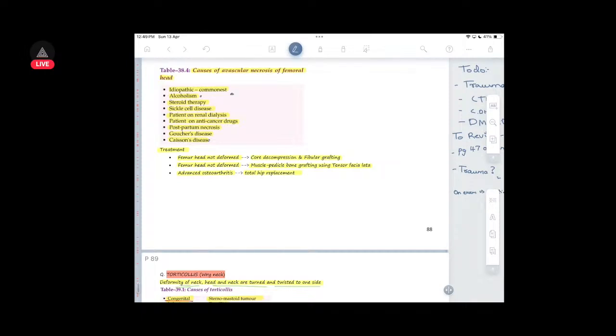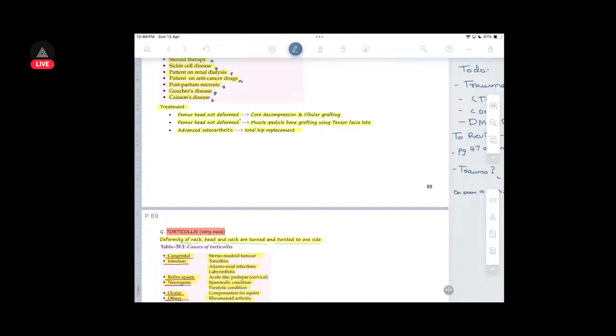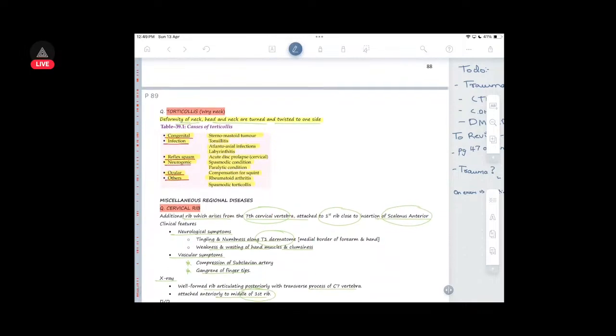Causes: idiopathic, alcoholism, steroid therapy, sickle cell disease, renal dialysis, anti-cancer drugs, postpartum necrosis, Gaucher's, and Caisson's. If the femoral head is not deformed, you can do core decompression and fibular grafting. Muscle pedicle grafting using tensor fascia lata can also be done. For advanced osteoarthritis, you can do total hip replacement.